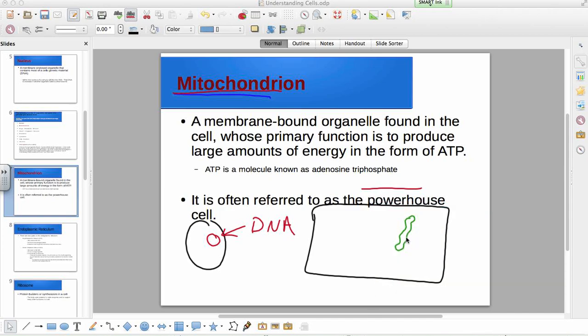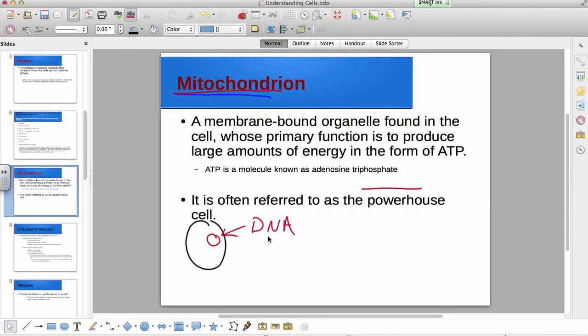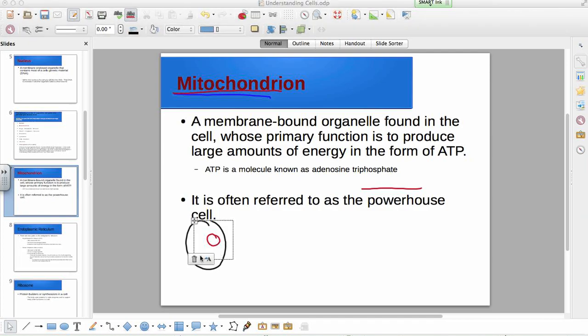Okay, the next organelle is extremely important. The next one we're going to talk about is the mitochondrion. The mitochondrion is what they call the powerhouse of the cell. It's a membrane-bound organelle found in the cell, and its main function is to produce a large amount of energy in the form of what we call ATP. Now, ATP is a molecule called adenosine triphosphate. We'll learn more about how that molecule works.